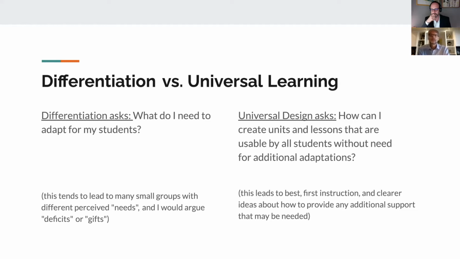So the premise here is, if you think about what you can design so you don't need the additional adaptations, then that's best first instruction. Then you have clearer ideas about how to provide any additional support, because you're thinking about what will support all, just like that curb cut that Jim showed in the drawing.